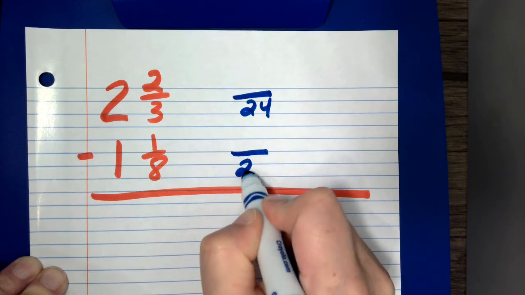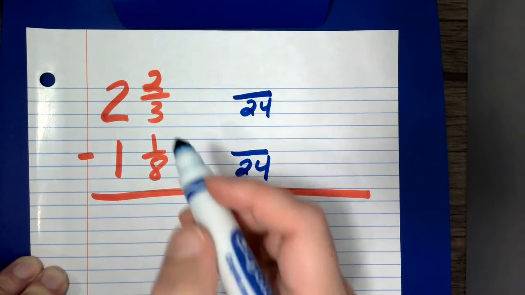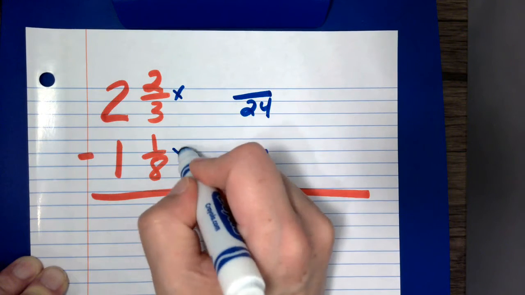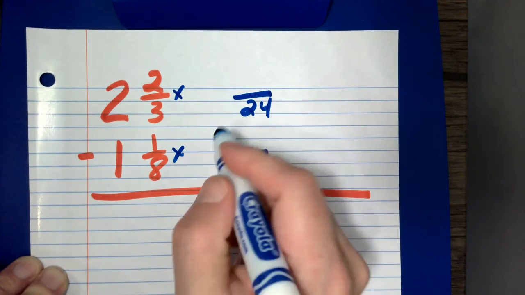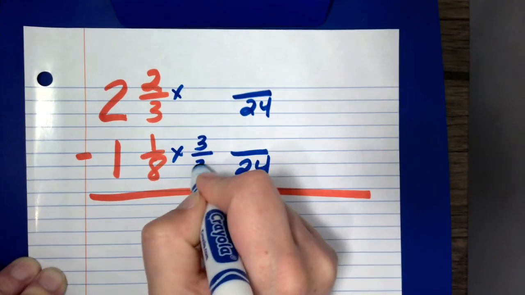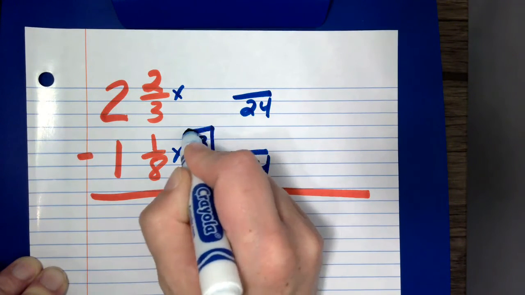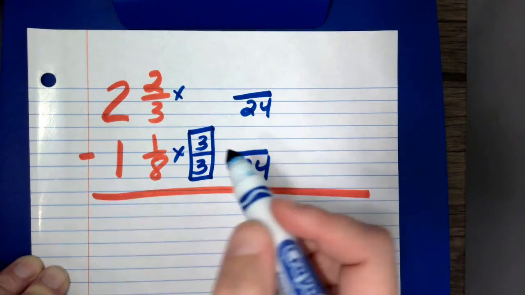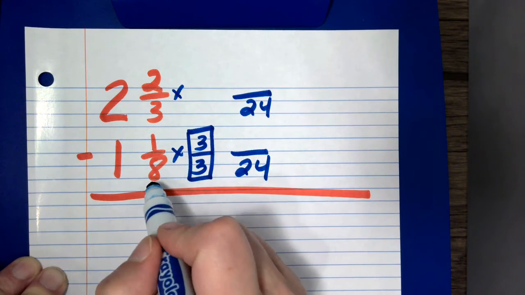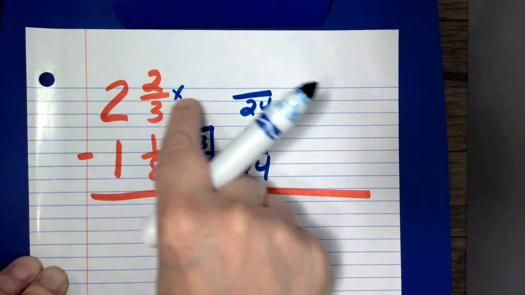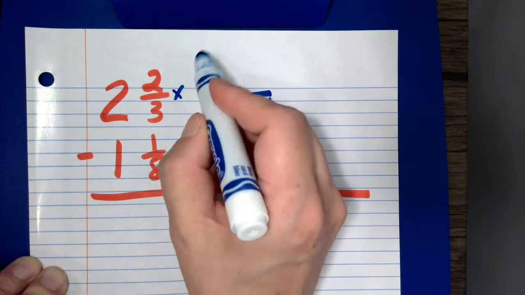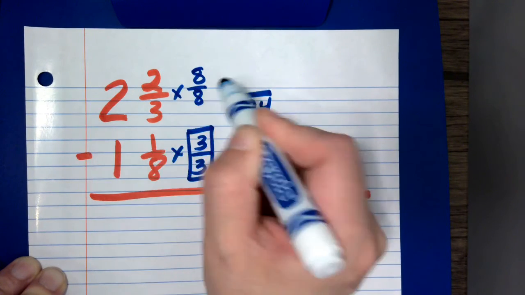Then I can subtract. So I need to find my equivalent fraction for 1/8. So 8 times what is 24? And I find that it's 3. So I'm going to multiply the numerator and the denominator by 3, basically multiplying by 1. 8 times 3 is 24. 1 times 3 is 3. 3 times what number is 24, I ask myself. And the answer would be 8 here.